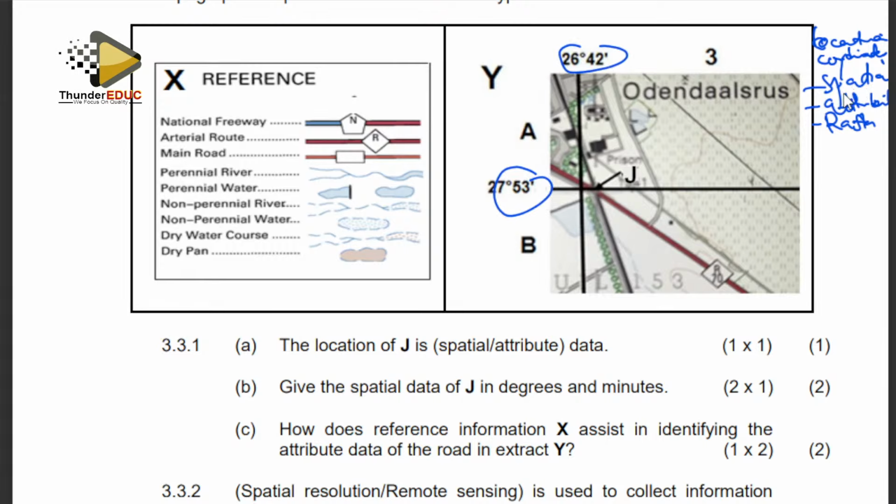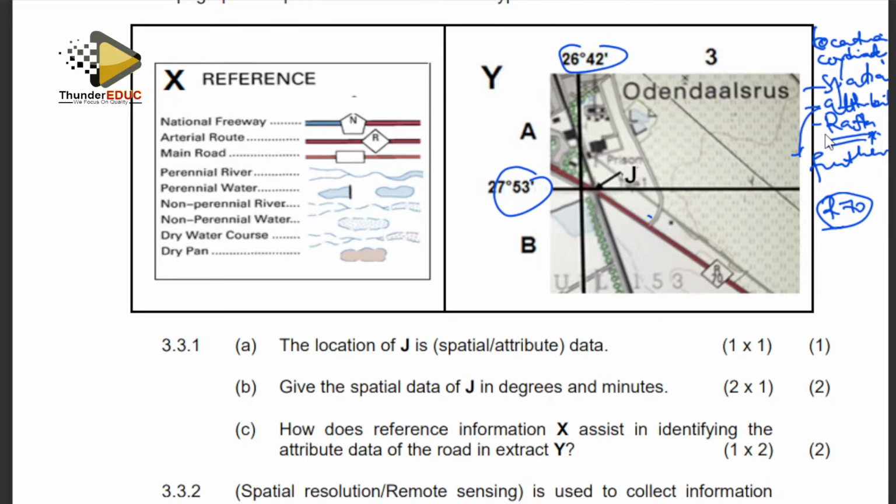Then we also have attribute data. Attribute data gives further explanation of information about a geographical feature. For example, this road here is an arterial route, but what is it? It's R70. So R70 is part of attribute data because it gives us further information about this road. Then we have raster data. Raster data is data in the form of pixels, which is an image.